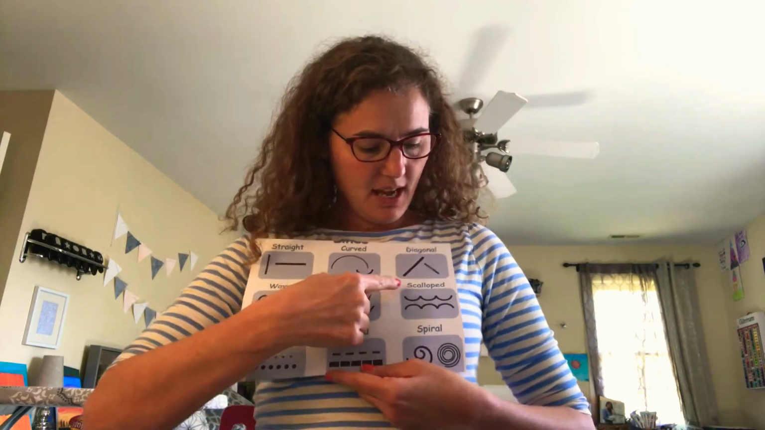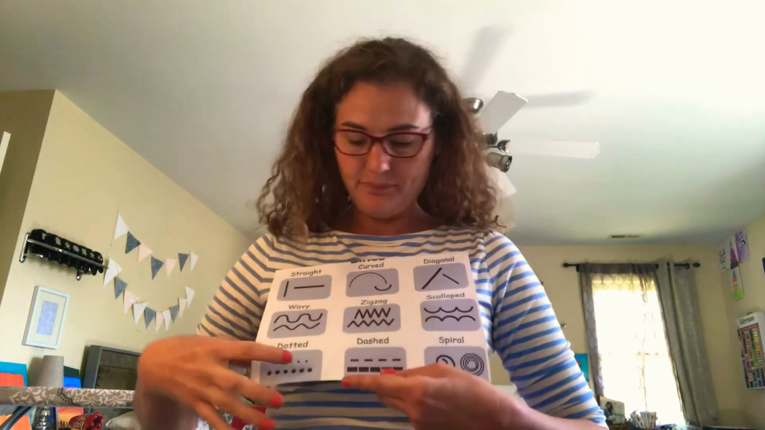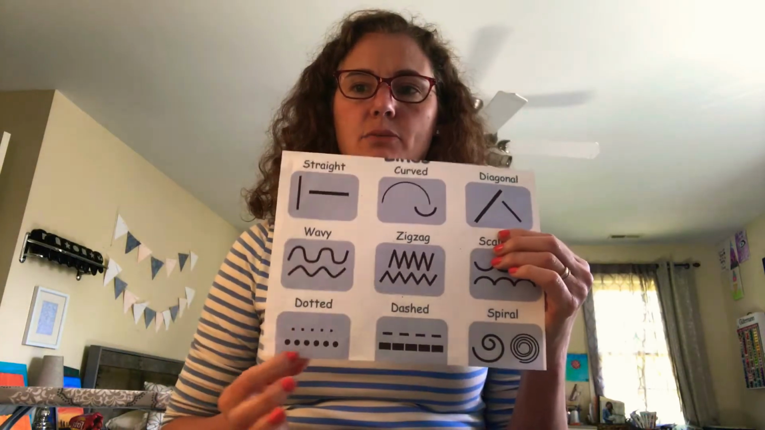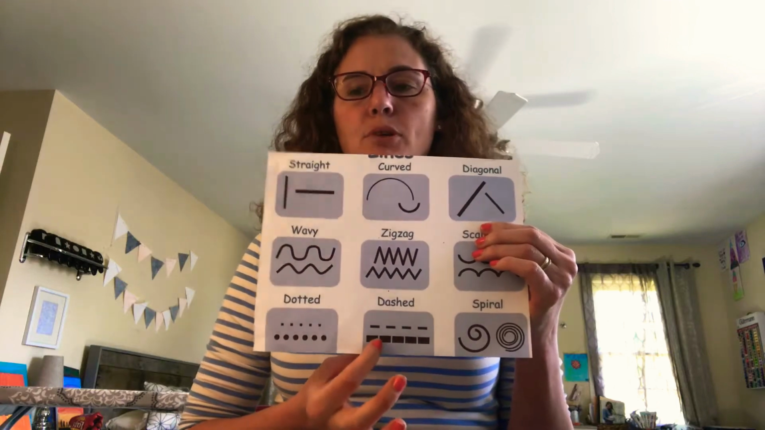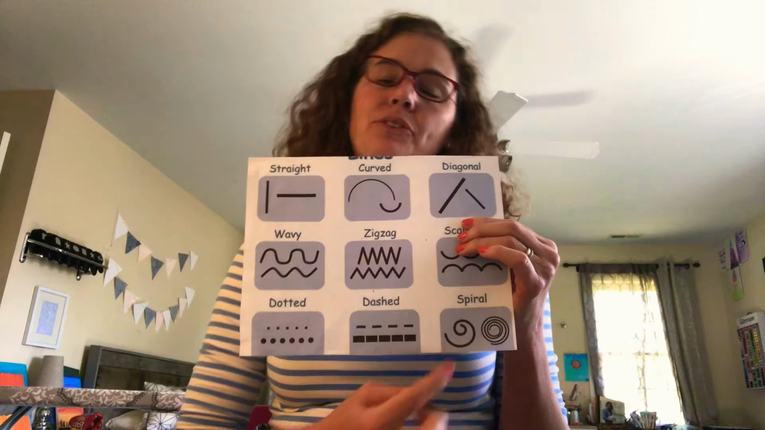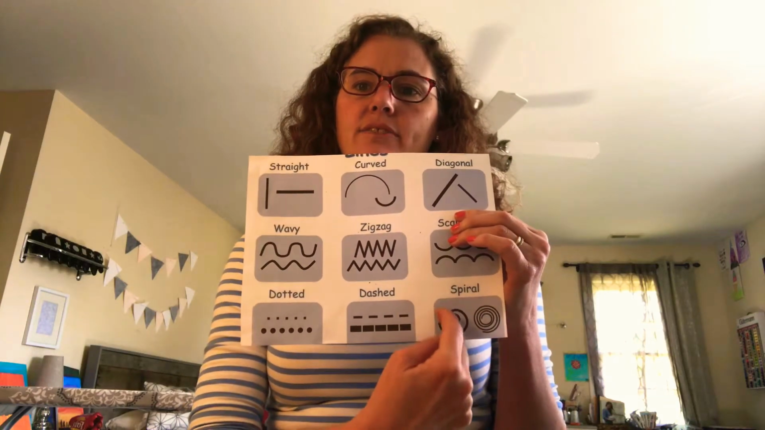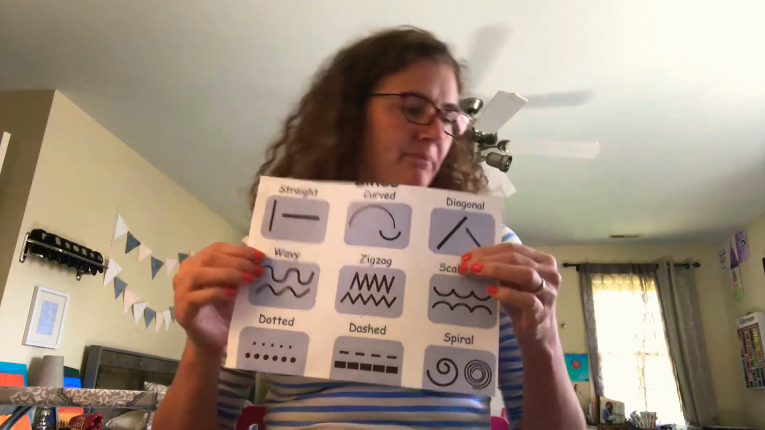And scalloped lines are curved lines that are stuck together. A dotted line is a broken line with circles. A dashed line is a broken line with rectangles. And a spiral, this is one of my favorite lines, is a line that curls inside of itself. It could go the opposite way as well. But these are just some basic lines.